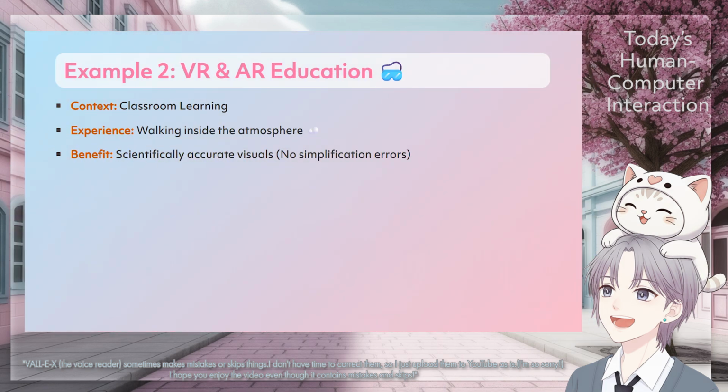Second, think about virtual reality, or VR, and augmented reality, or AR. Imagine a classroom of students with VR headsets. They could walk inside a 3D model of the atmosphere. Usually, making 3D models requires simplifying things a lot, but with this methodology, we can ensure that the clouds and heat waves the students see are scientifically accurate visuals. It helps students learn the truth without getting overwhelmed by boring spreadsheets.